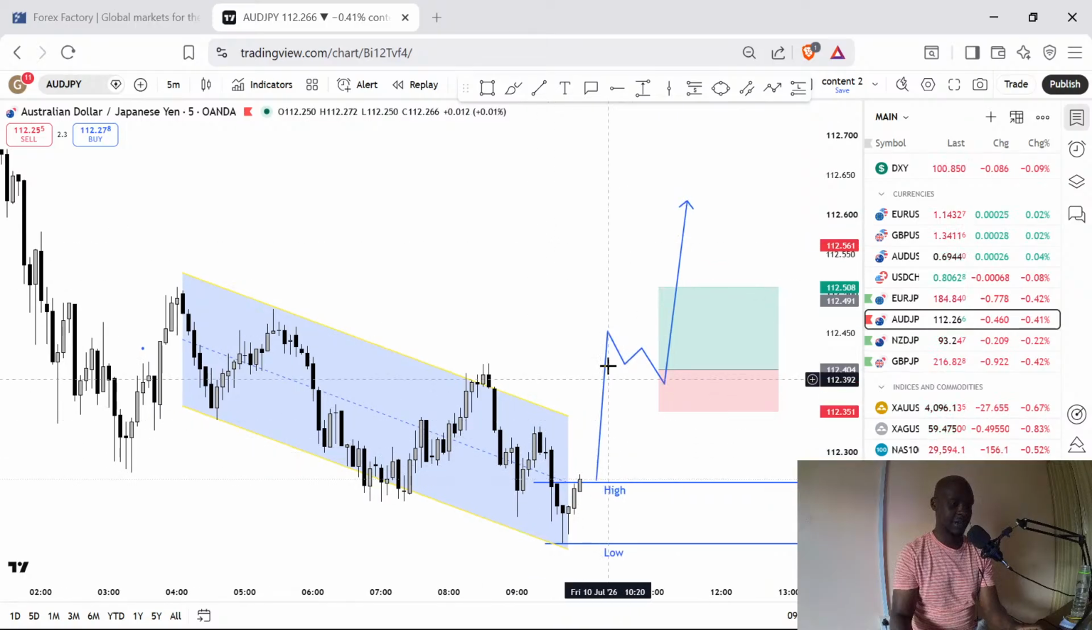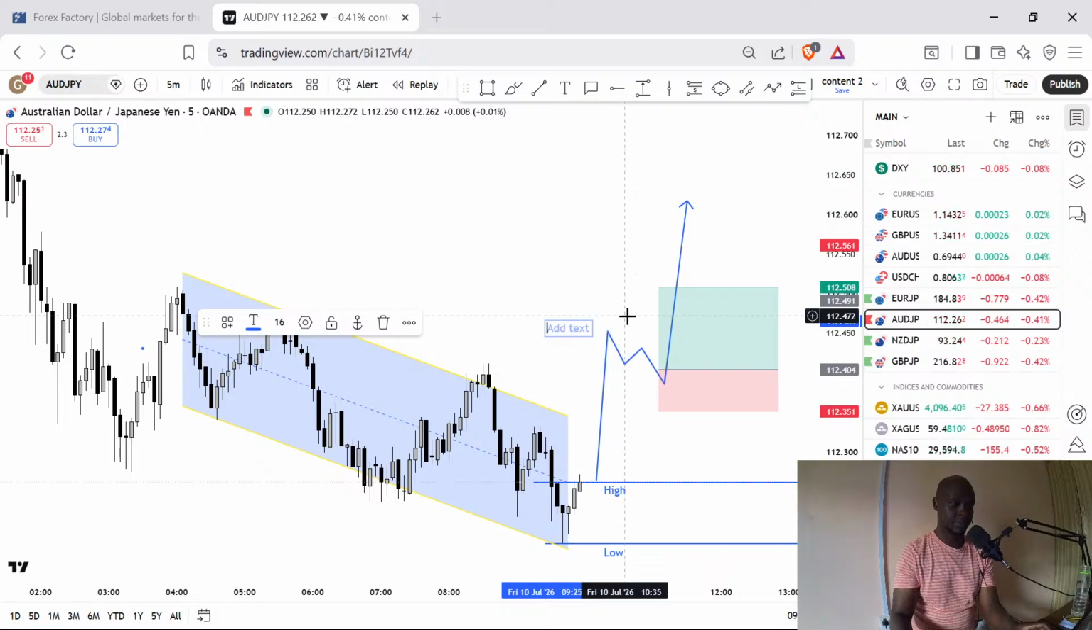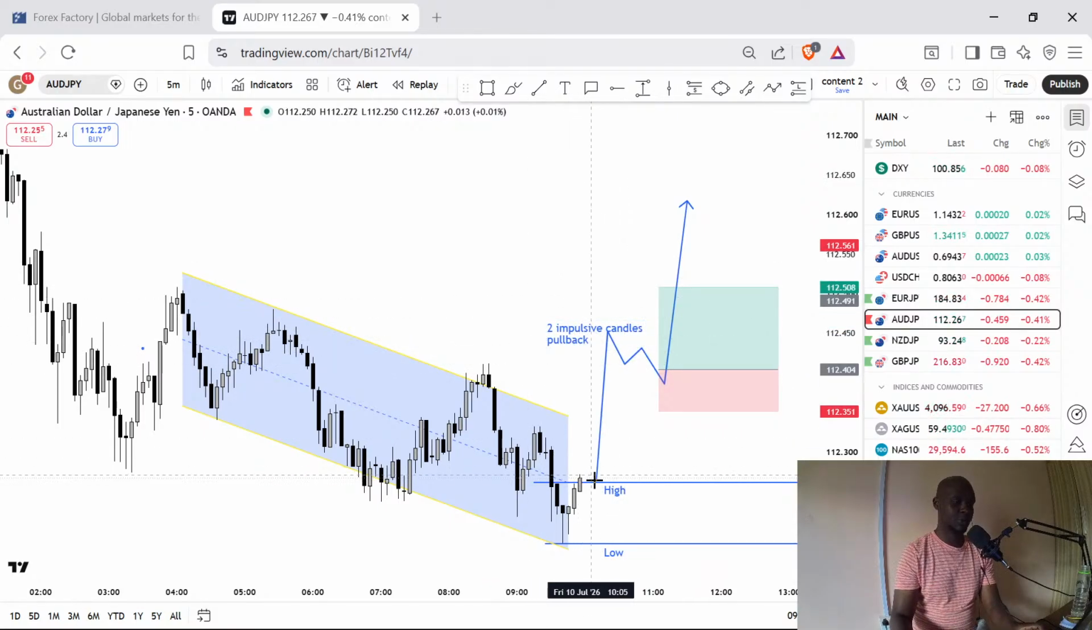And so in this push to the upside, what am I looking for? I'm looking for two impulsive candles. And after the two impulsive candles, I'm waiting for the pullback. So these are the two things that I'm waiting for to take an entry. So right now we've gotten the first break outside of this high. This is my pivot high that I'm looking at.